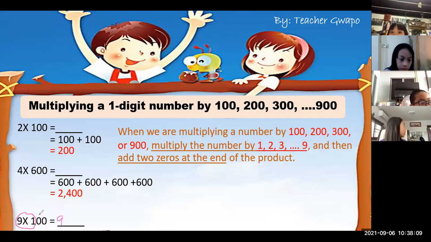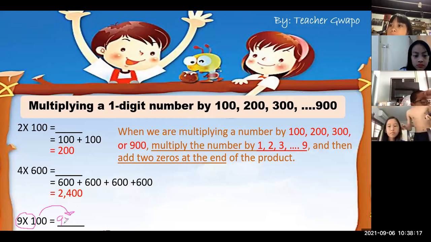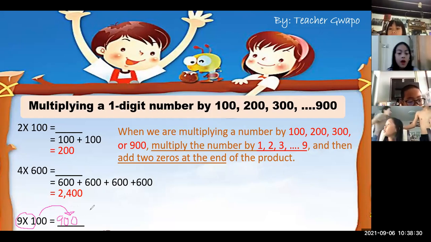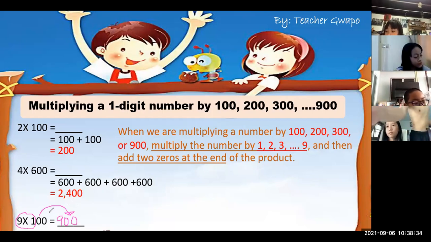And then we will write 2 zeros here, okay? How many zeros? 1, 2. So we will write here 0 and another 0, okay? So 9 times 1 is 9, right? And then we will put 2 zeros here. So that's how easy it is, okay? 9 times 1 is 9, and then we will just put the zeros.